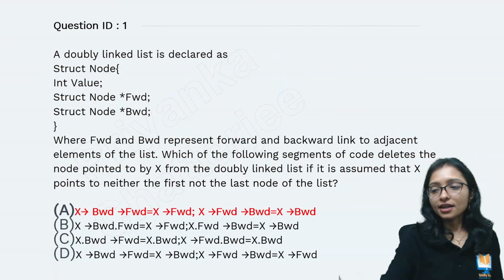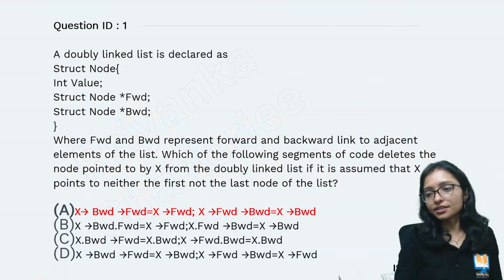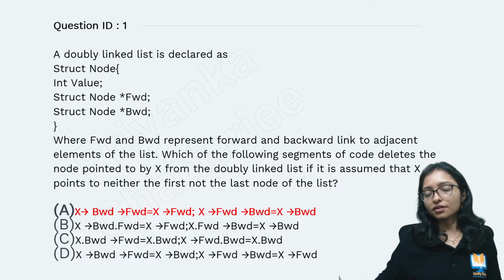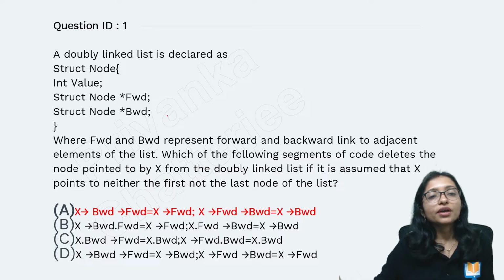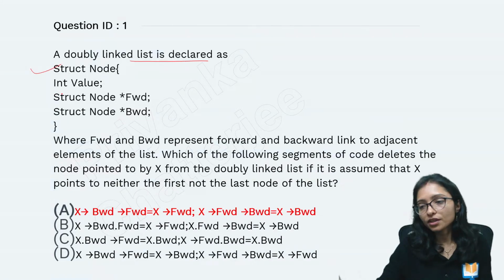Yes, answer is coming. I can see that. So definitely this is your answer. A doubly linked list is declared as a structure node. You can see that here: struct node { int value; struct node *forward, *backward; }.